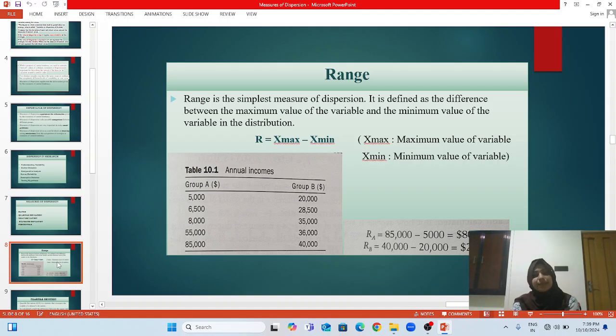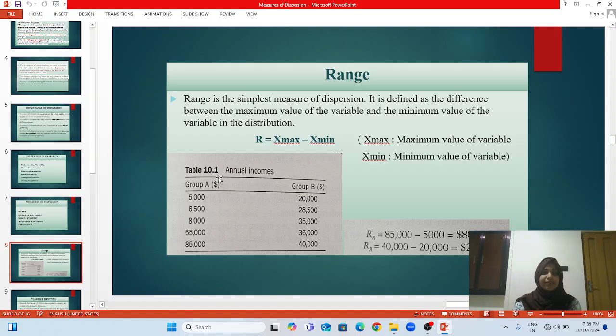Range is the simplest measure of dispersion. It is defined as the difference between the maximum value of the variable and the minimum value of the variable. So, range is the first and simplest measure of dispersion. We obtain the value of range by finding the difference between the highest x value and the lowest x value.